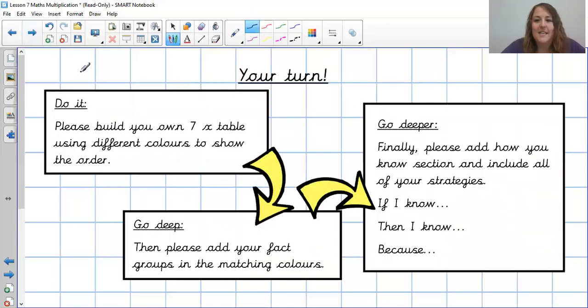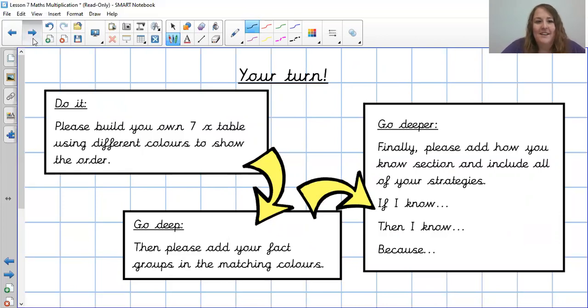Okay, for your activity today then, you are going to have a go at building that 7 times table. So you did this last week at home as well when you did your 9 times table, so hopefully you are pretty good at this. The do it says to build it using those different colours to show the order. The go deep is making sure you add your numbers, and your go deeper is your strategies, your if I know, then I know because, and that's the words in the brackets that I wrote before, the doubling, halving, adding or subtracting. Have a go at that, try your best, and once you have finished, you can come back for the last few seconds of the video where we see where we are on our learning pit. Off you go.